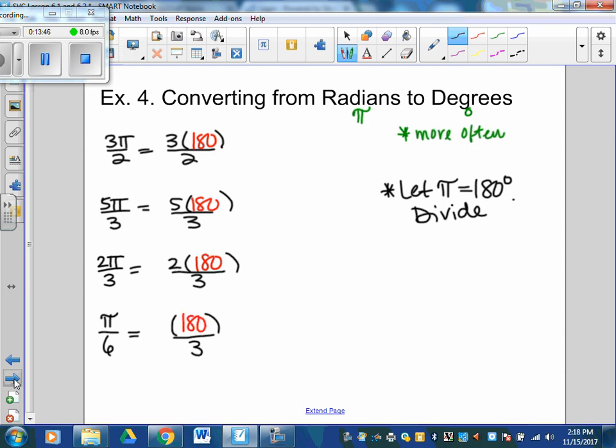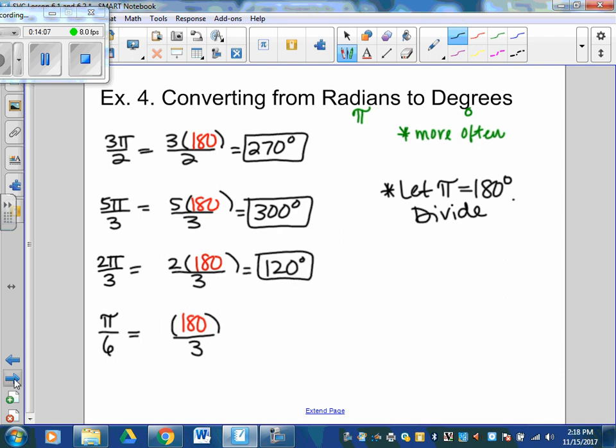And all you have to do is do the math on the calculator. So what is 3 times 180 divided by 2? That is 270 degrees. What is 5 times 180 divided by 3? That is 300 degrees. What is 2 times 180 divided by 3? That is 120 degrees. And what is 180 divided by 3? Oops, that is 60 degrees.